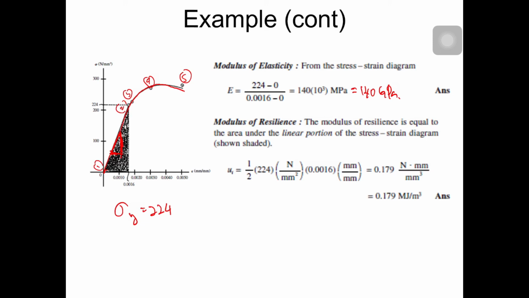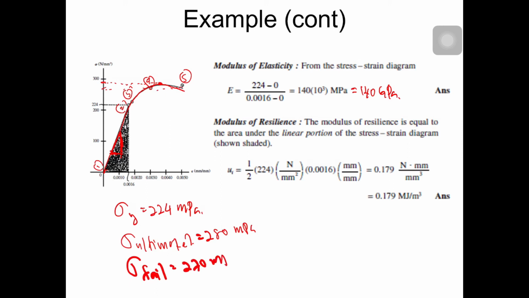Alright, so from this, we can tell that sigma yield is 224 megapascal. Alright, and what is sigma ultimate? Sigma ultimate is at the largest point around here. Okay, let's say that is 280 megapascal. Okay, you can estimate. And then the sigma fail. It will fail at around here, maybe 270 megapascal. Alright, easy, right?